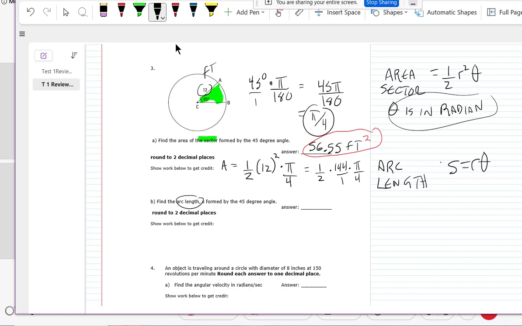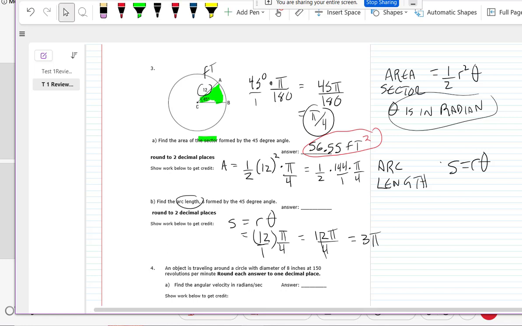Okay. Now we're doing the arc length. So we use the formula S equals R theta. So R is 12, and theta is pi over 4. Okay. Just going to go straight to the calculator. This would be 12 pi over 4. And you could reduce if you want to. That's just 3 pi. So that's the exact answer to the problem.